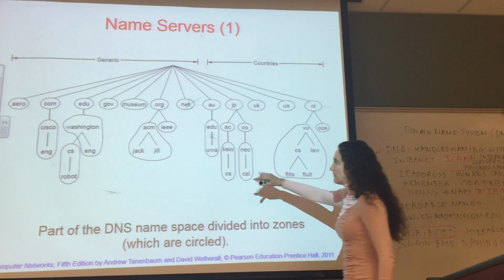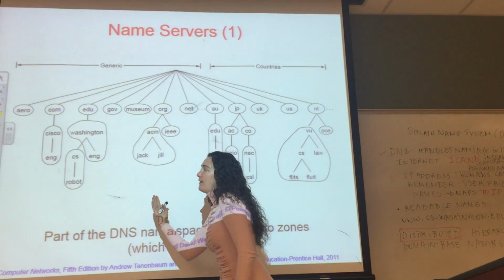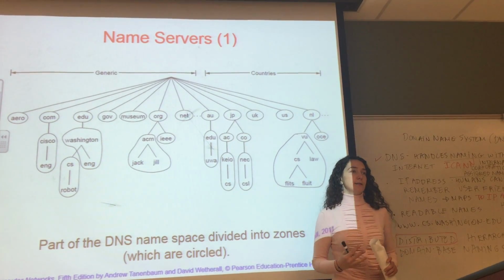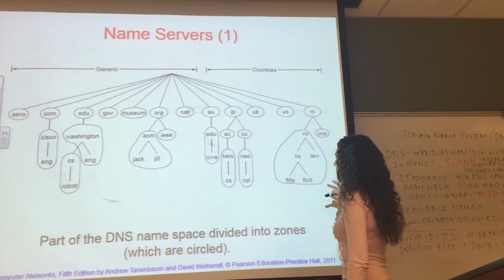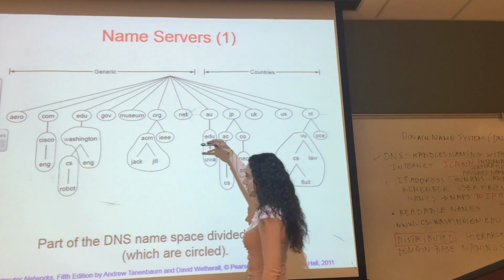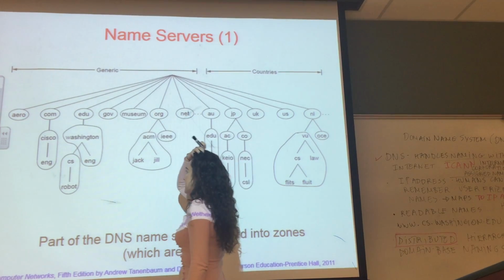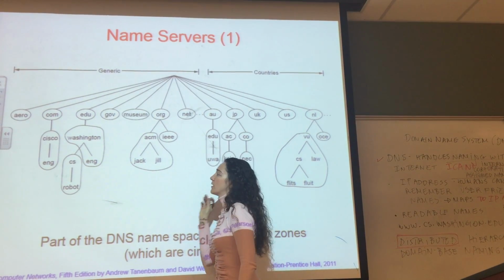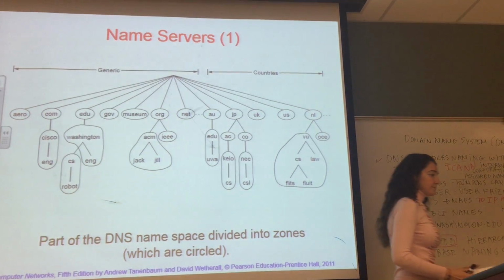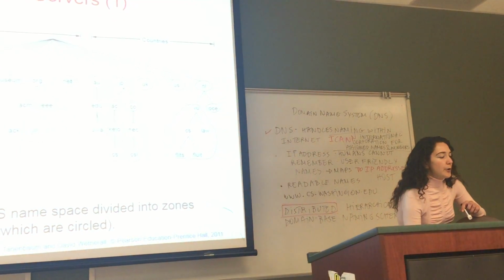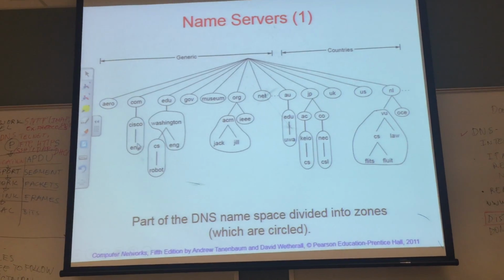So it's divided into zones because we don't want to have these things in a single place. We don't want to put all of our eggs in the same basket, so we divide it into multiple zones. Each zone, which is represented by a circle, is handled by a separate DNS server. So if we want to get the address of cisco.com, we're going to have to go to this particular DNS server.